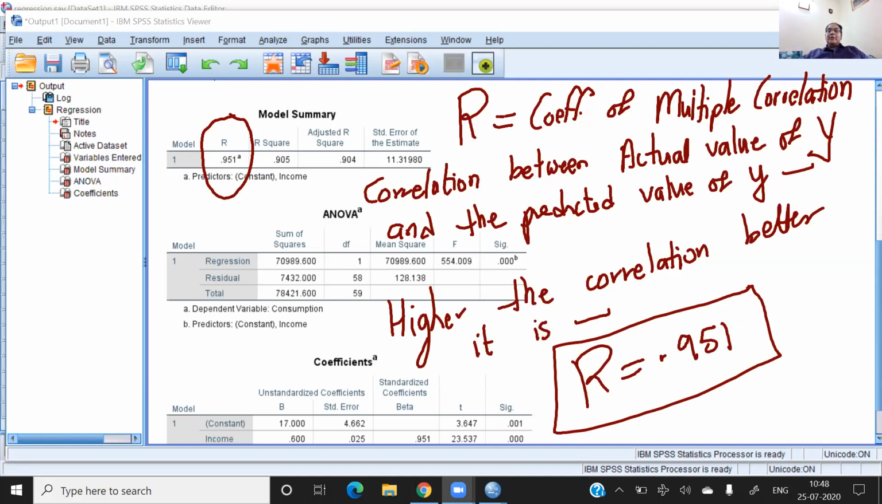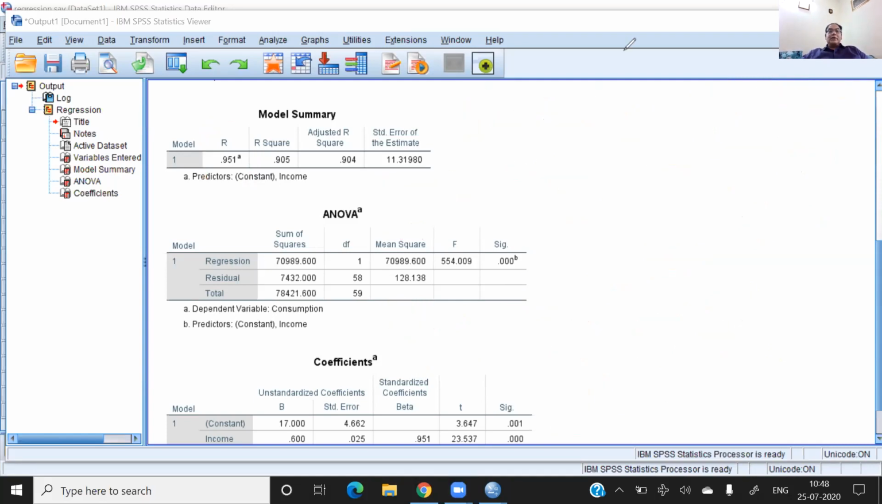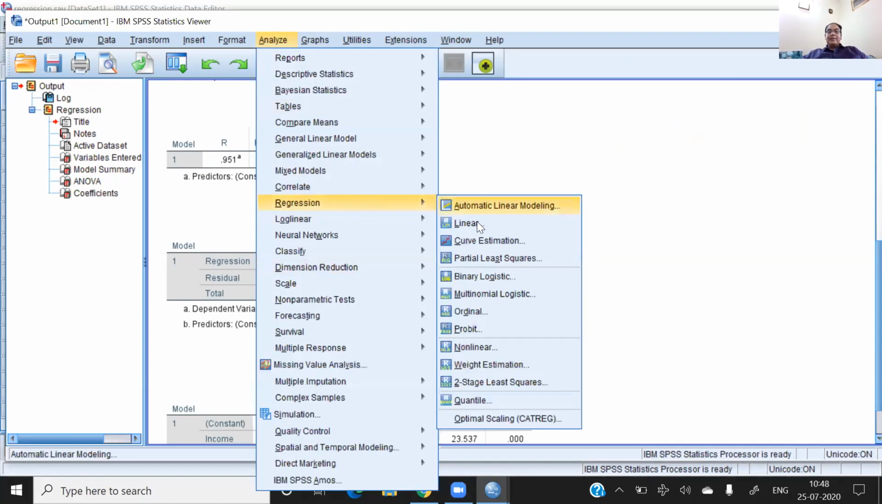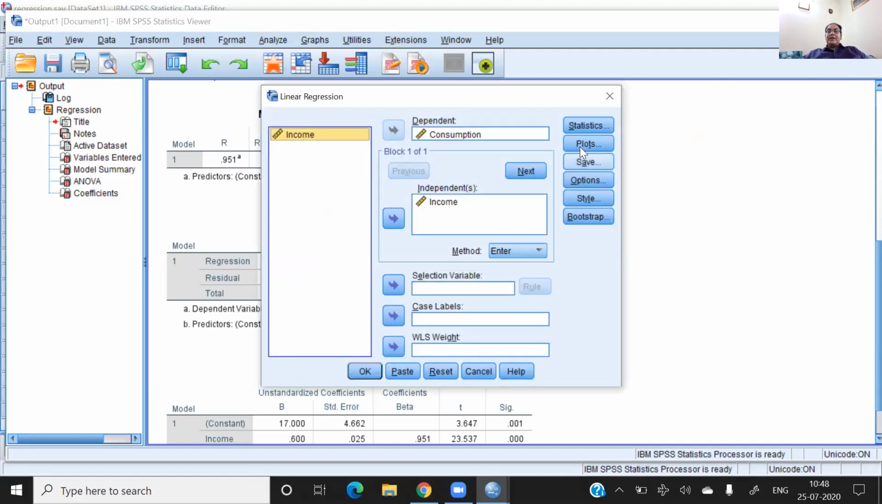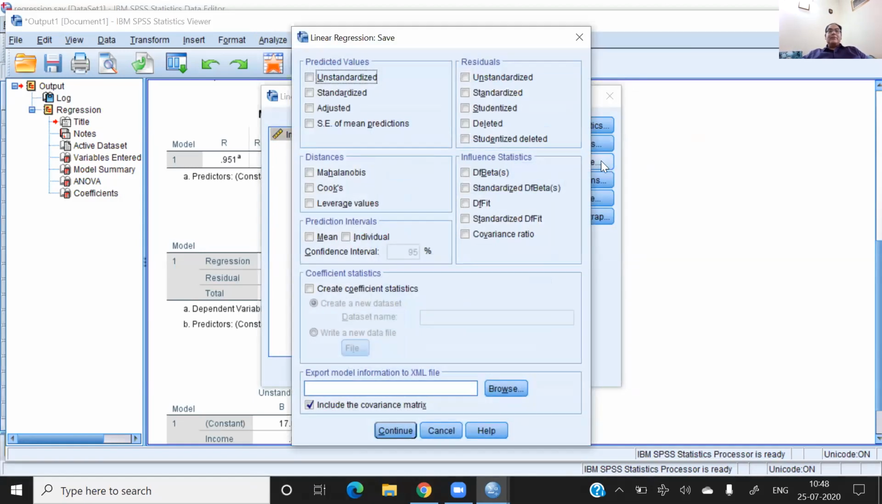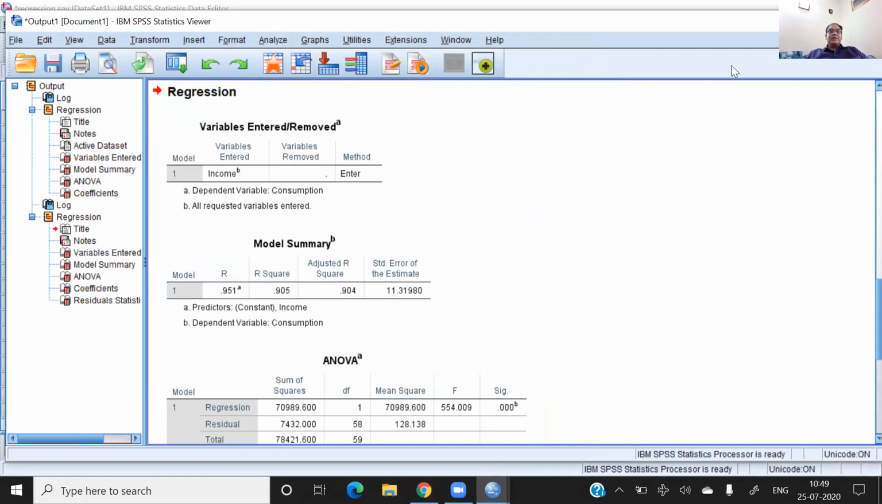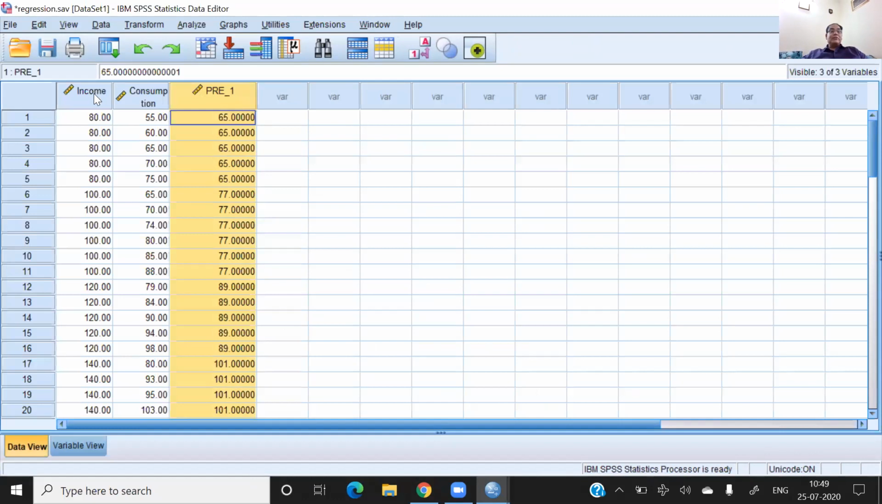Let me show you something before that. Clear all the drawings. Go to Analyze, Regression, and Linear, and go to Save. You have this Save option, so click on it, and we want to save the predicted value of y. You can say it is the predicted value of the dependent variable. Let me continue, and okay. After this we can have the predicted value in the data set. So this is the actual value, and this is the predicted value.